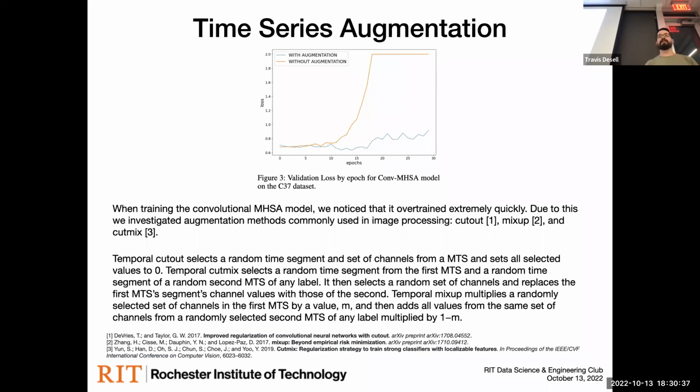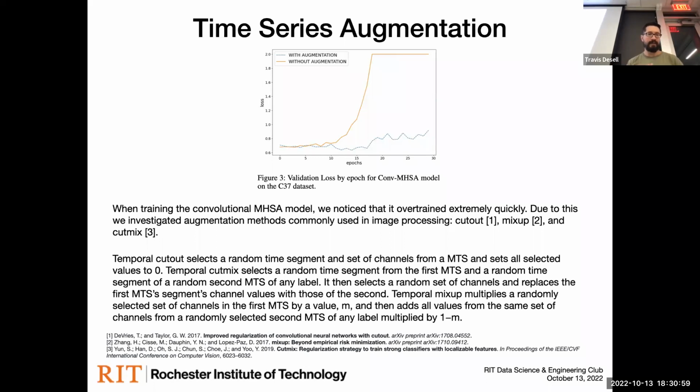So one of the things we did was cutout, and we called it temporal cutout. So basically, if you think about your time series, it's like a 2-dimensional tensor. We would just select a random rectangle in there and set everything to 0. Which is what cutout does in an image, right? You have an image and it'll cut out a bit of it and just set it to 0 like a black box. So we tried that.